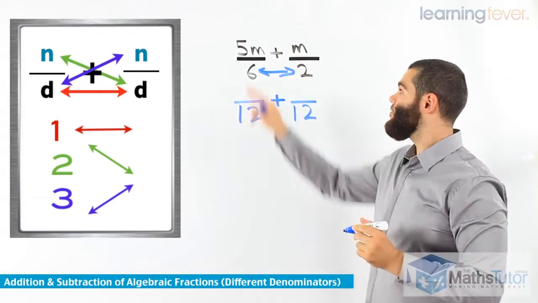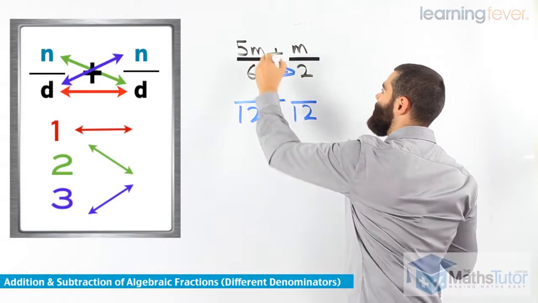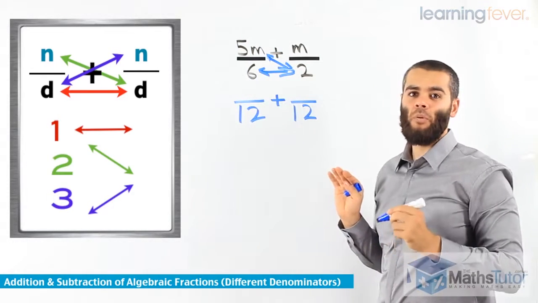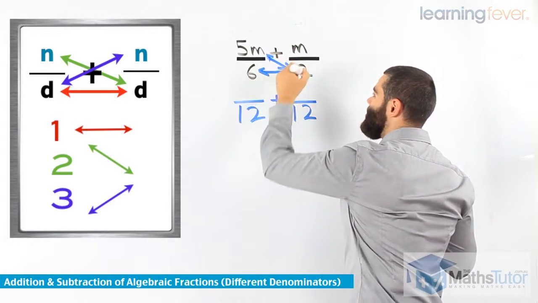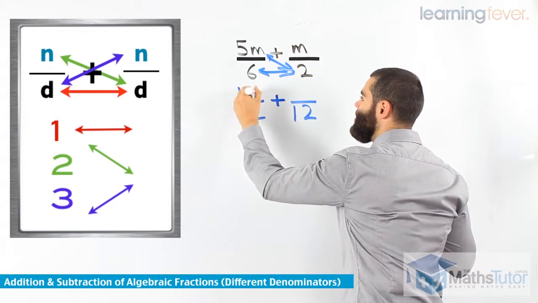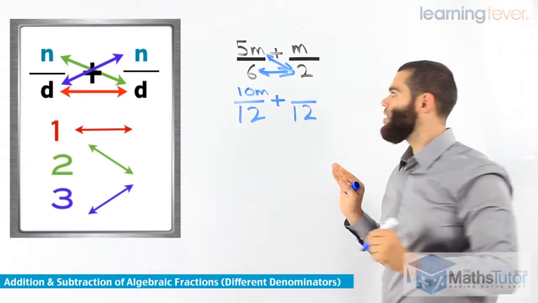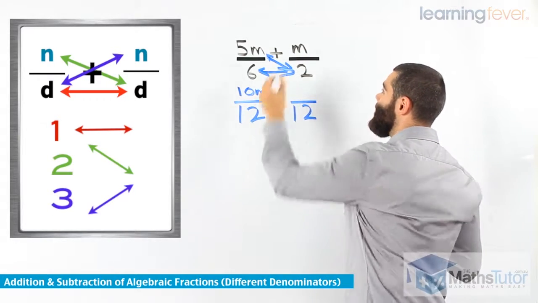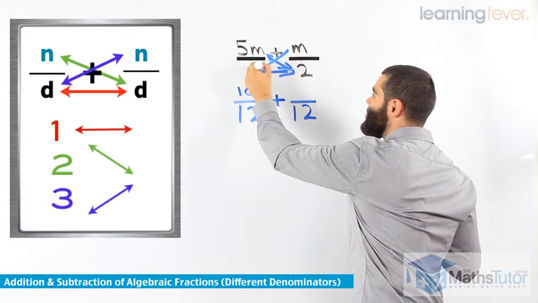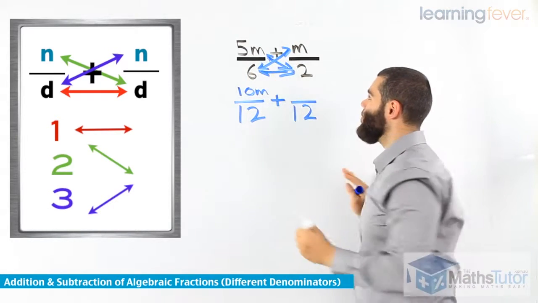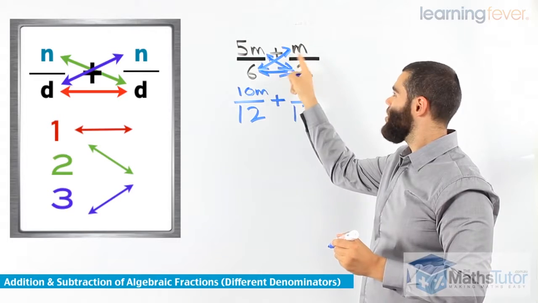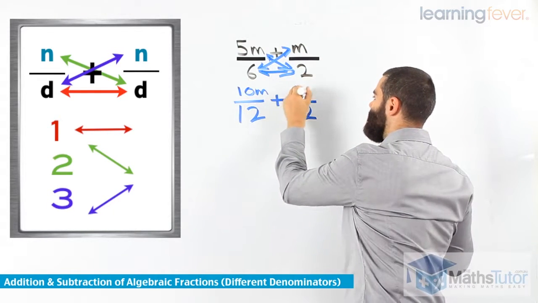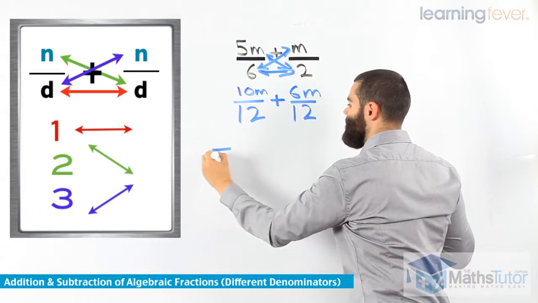Then we multiply the first numerator with the second denominator, and we show our arrows to show what we're multiplying. 5m times 2 is 10m, so 10m over 12. And then we multiply the second numerator with the first denominator. We show our arrow just to show that we're multiplying m with 6. 6 times m is 6m.